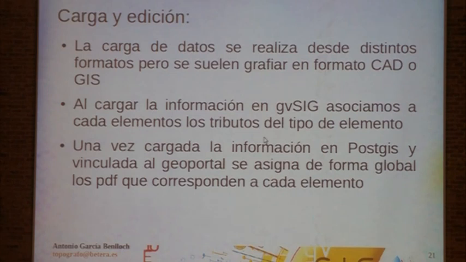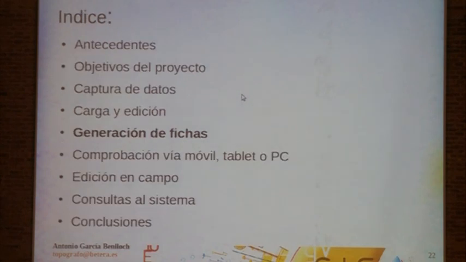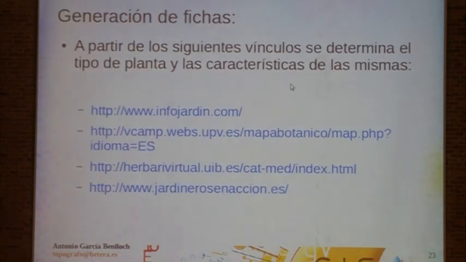Here we will see the files that have been generated per each species. So this is everything related and housed and stored. And it is much easier if we have all the information in one single system. Generation of files based on the following links. We can establish the type of plant and the features of same.